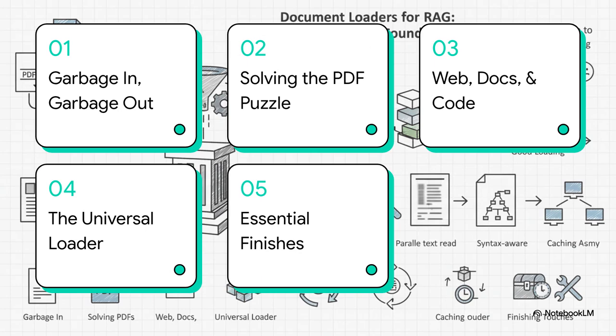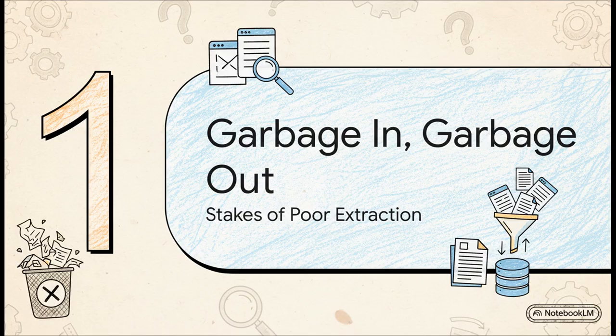So here's the game plan for this explainer. We'll kick things off by really defining what garbage even looks like. Then we'll dive into the biggest headache for everyone, PDFs. After that, we'll cover other common stuff like web pages, Word docs, and code. I'll introduce you to a really powerful pattern called the universal loader, and then we'll wrap up with the essential finishing touches that take good data and make it truly great. All right, let's jump in.